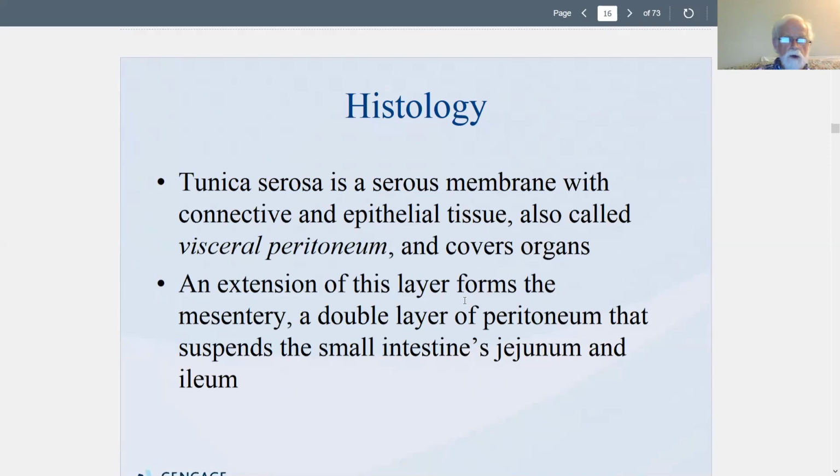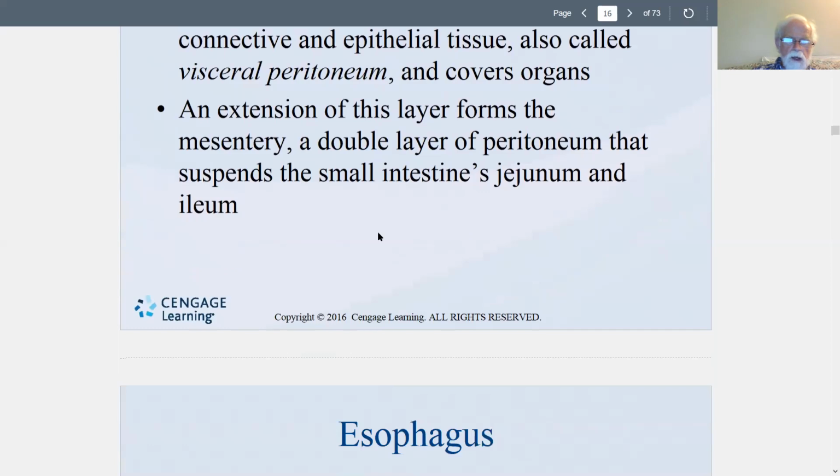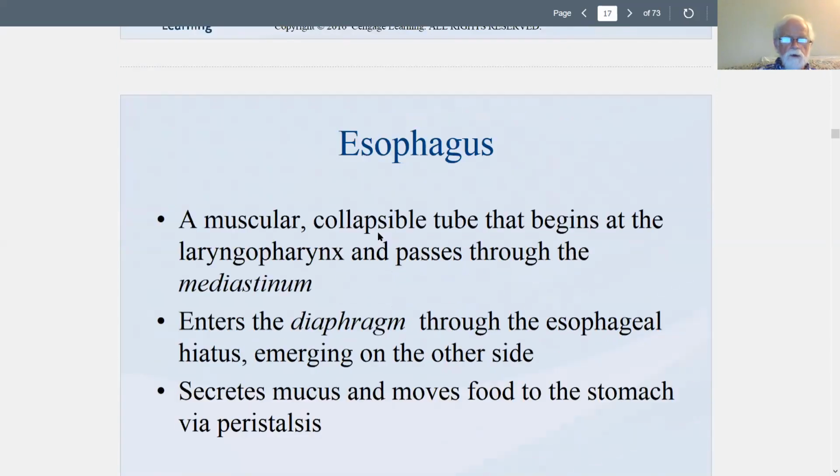and covers the organs. It's a cushion and protective layer. An extension of this layer is the mesentery, a double layer that suspends the various parts of the small bowel, the intestines, and keeps them capable of free flow of material through it.